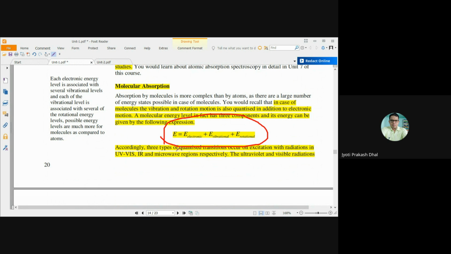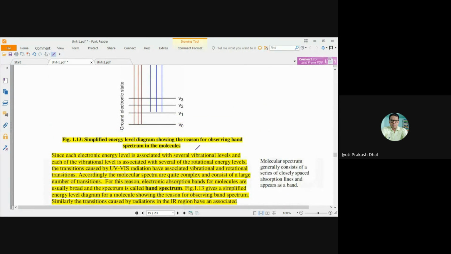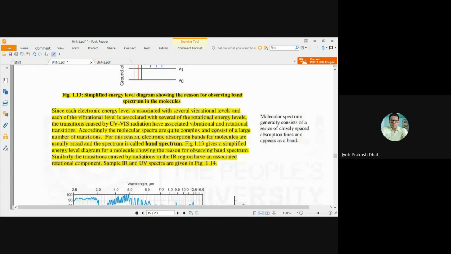According to the principle, all three types of energy levels are quantized and transitions occur on excitation with radiation in the UV-visible, IR, and microwave regions. The electronic energy deals with UV-visible spectra, the vibrational energy deals with IR spectra, and the rotational energy deals with microwave spectra. This is the simplified energy level diagram showing the regions of observing band spectra in the molecule. That's why for isolated gaseous atoms you will find line spectra, but in the case of molecules you will observe band spectra due to the presence of different types of energy levels.